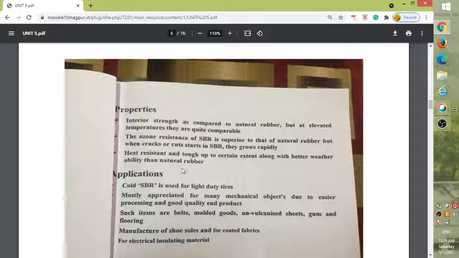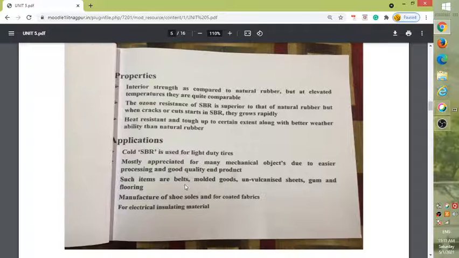So heat resistance is also improved as compared to natural rubber. Ozone resistance is also improved, and interior resistance is also improved. Application: Cold SBR is used for light duty tires, mostly appreciated for many mechanical objects due to their easier processing and good quality end product.